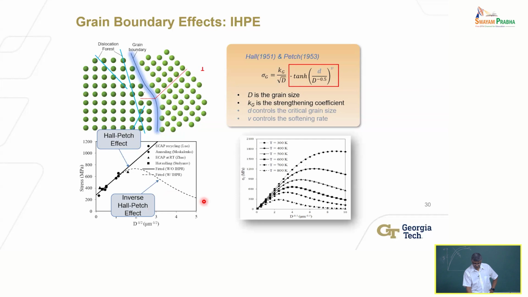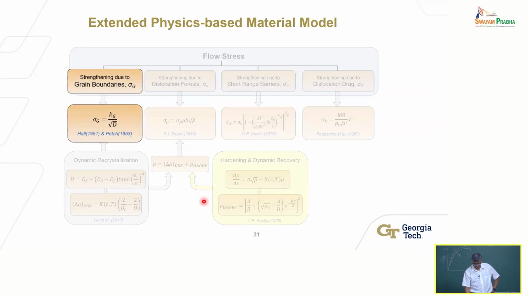So we fit a model that captures this behavior and incorporate it into that more complex model, which accounts for interaction between dislocations and grain boundaries and all of that. We have accounted for it. And this is that model.